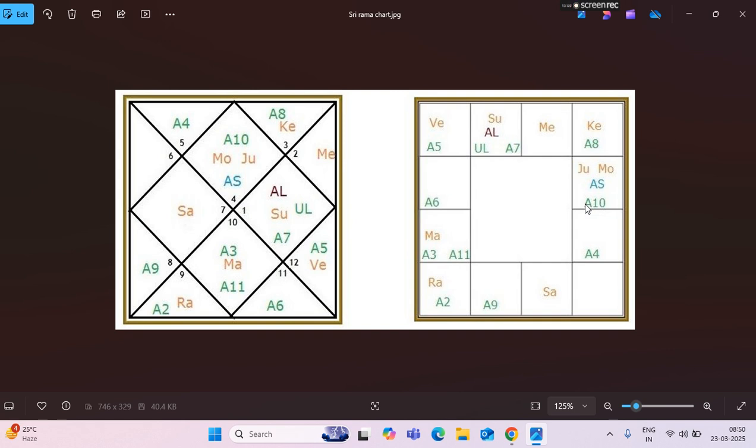And also you see here, Mars is aspecting what? Mars will aspect the fourth house, the eighth house, and the seventh house. So what is it aspecting? It is aspecting the Sun, its own sign, so it becomes very powerful. So Hanuman helped Sri Ramachandra in every aspect of his life.